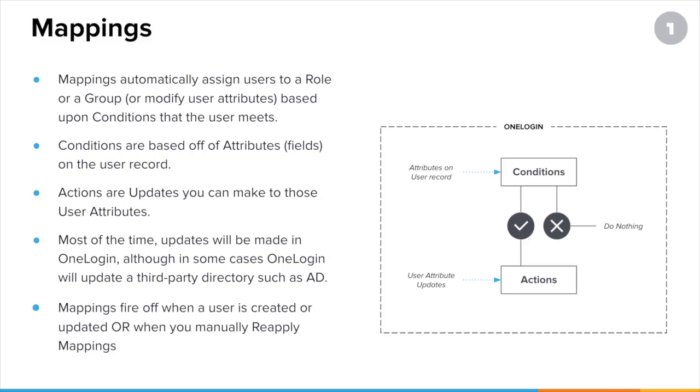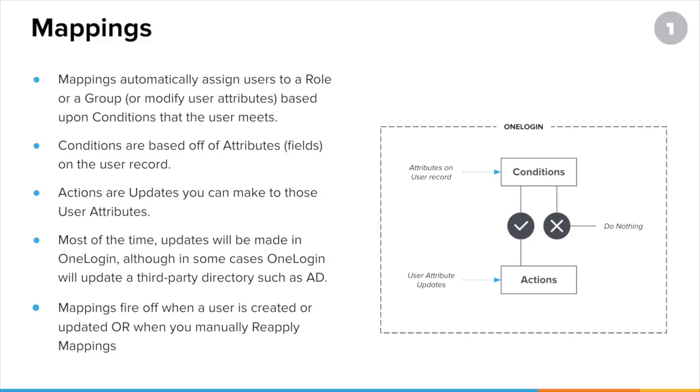Mappings are basically if-then statements that look at a user's attributes, and if the user's attributes match the conditions defined within the mapping, changes are made to the user account within OneLogin, such as assigning them to a OneLogin group, which in turn can assign them to a user security policy, or perhaps assigning them to a OneLogin role, which could assign them to one or more applications they need.